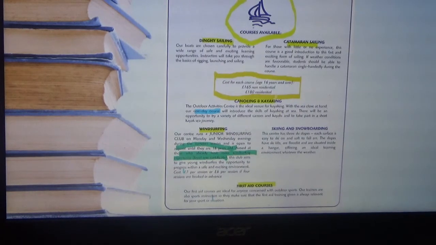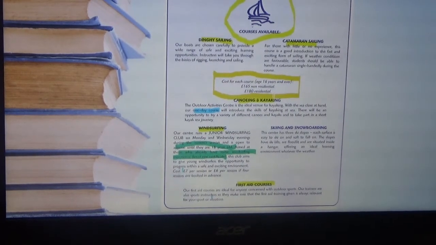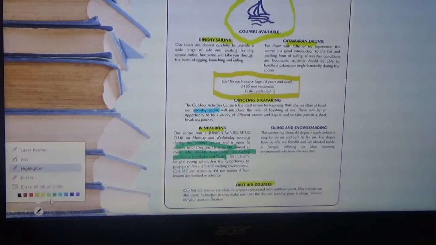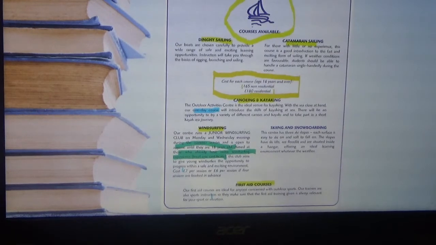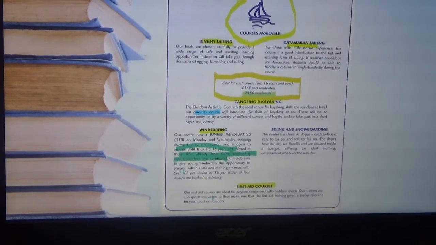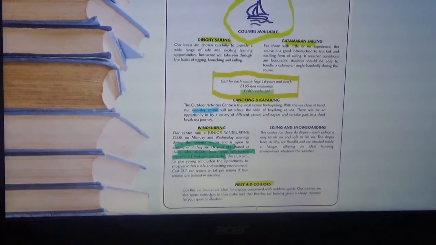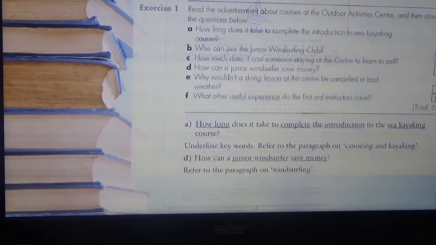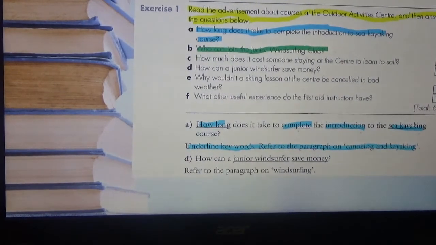Okay, so here if the question is how much does it cost someone staying at the center to learn to sail? Staying is here, residential, right? So it's 180 pounds. Did you see that? Here, 180 pounds for residential.